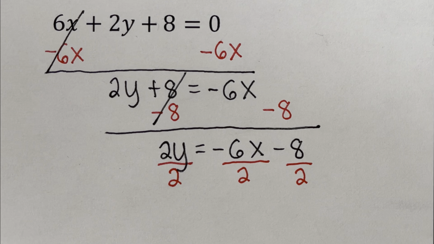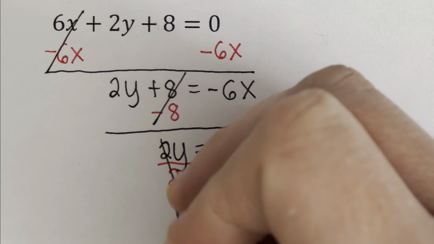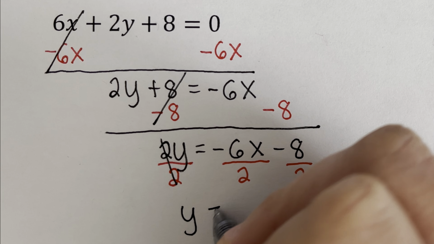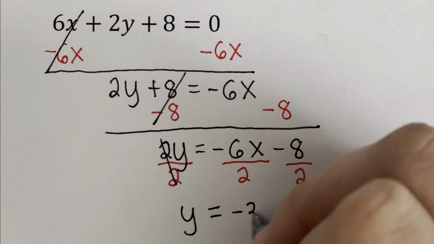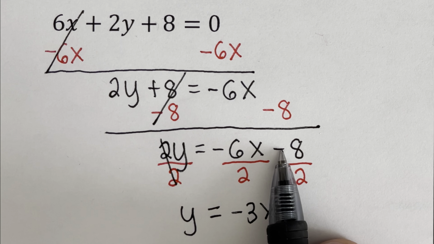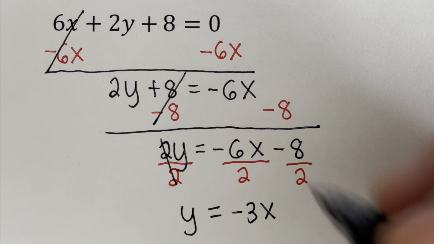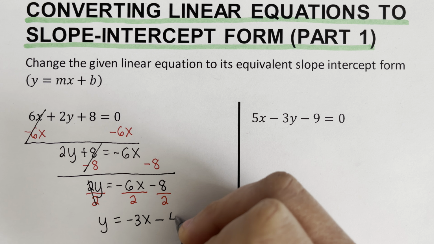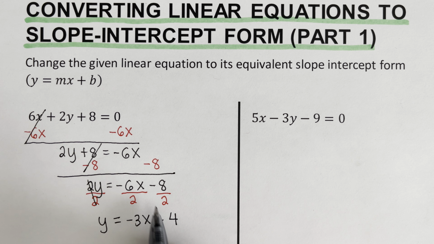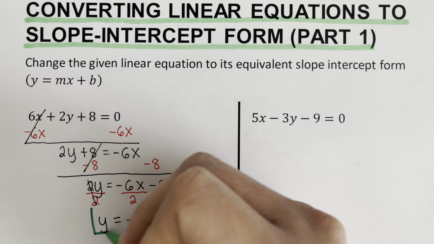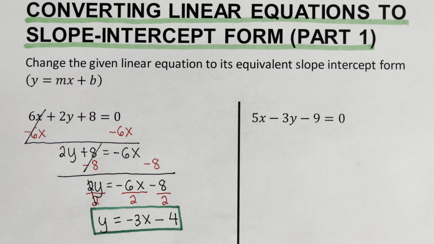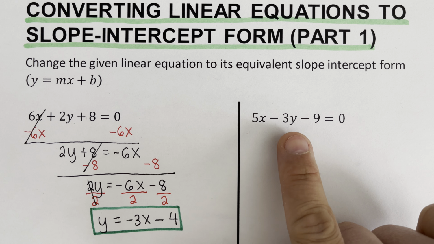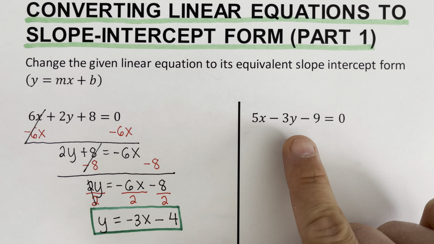So if I get 2 divided by 2, that's actually 1, and I can cross that out. So I'm left with y is equal to negative 6 divided by 2 is negative 3, and we got an x, and then negative 8 divided by a positive 2 is a negative 4, because 8 divided by 2 is 4, and that's a negative. So this is the slope-intercept form of this equation that we have up there. At this time, I would encourage you to pause this video and try this problem out on your own. And when you're done, unpause it and check your answer.